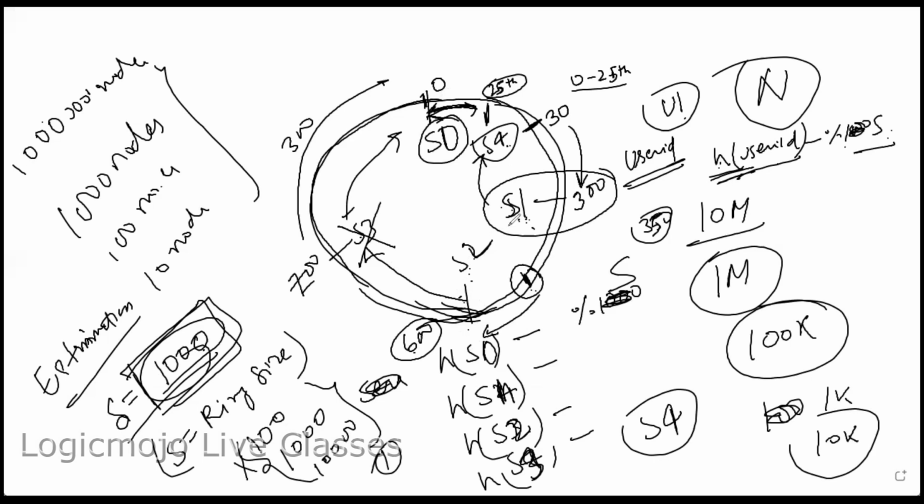But there is still a problem. The problem is, just think here, right? Now, the data from 600 to 1000 is lying with S0. And the data between 0 to 25 is lying with S4. So S4 is utilized just 5%. The S0 is utilized 95%. The data is pretty skewed. This is called skewed data. So this problem we are not able to solve yet. This is still the problem with the consistent hashing.